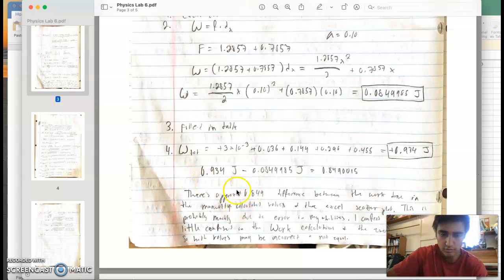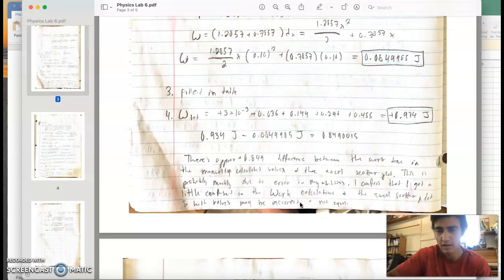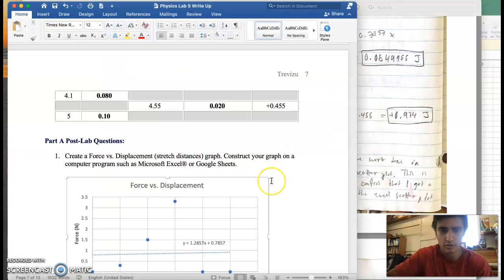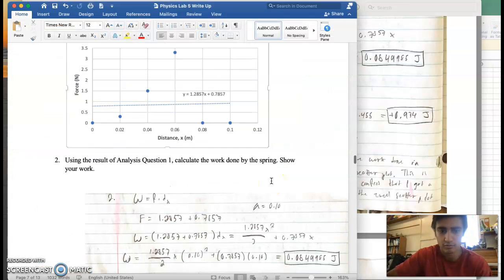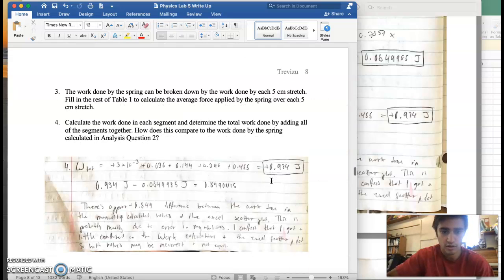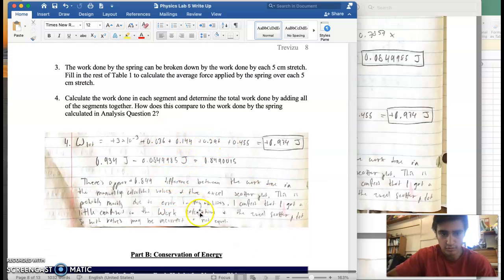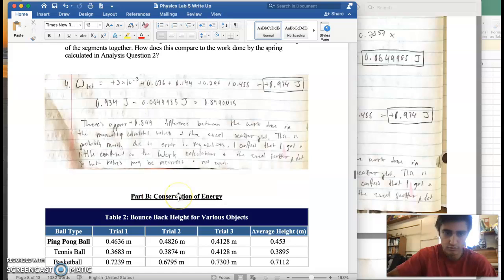And there's approximately a 0.84 difference between the work done manually and the work that I got from the Excel scatter plot. This is probably mainly due to error, like I said. But I wasn't confident in either situation, so it could be very incorrect. Oh yeah, there's my answer for that one.